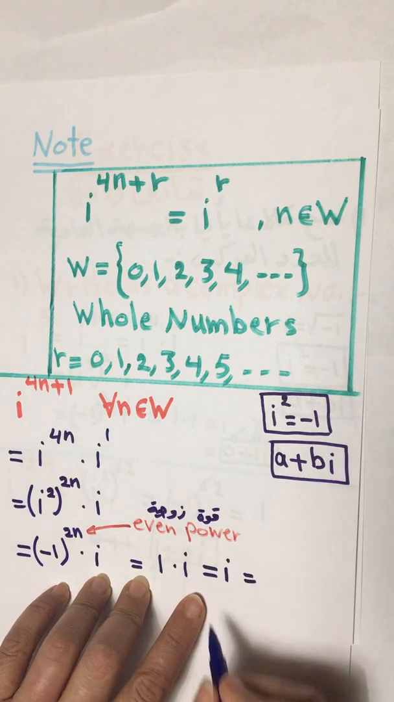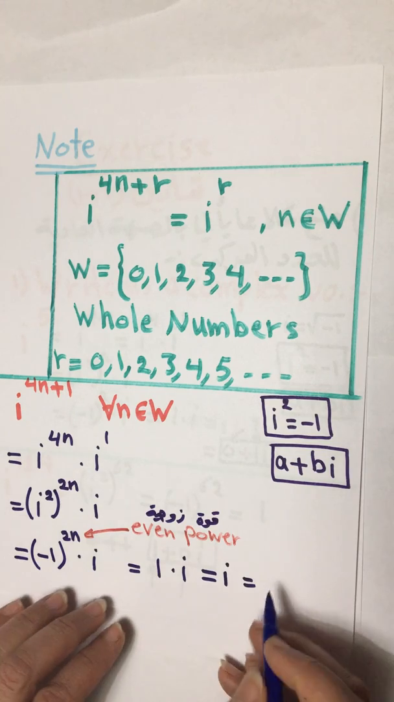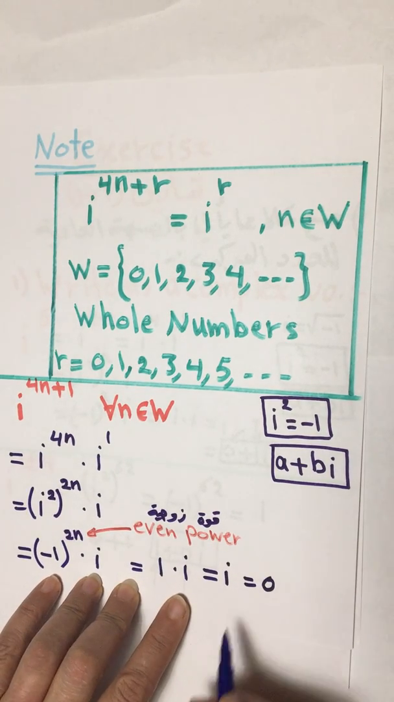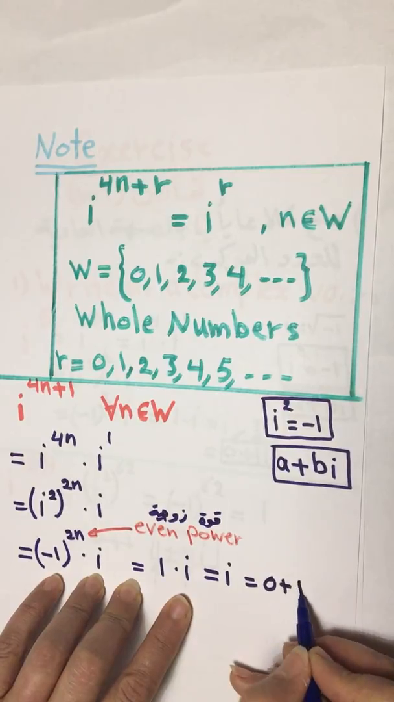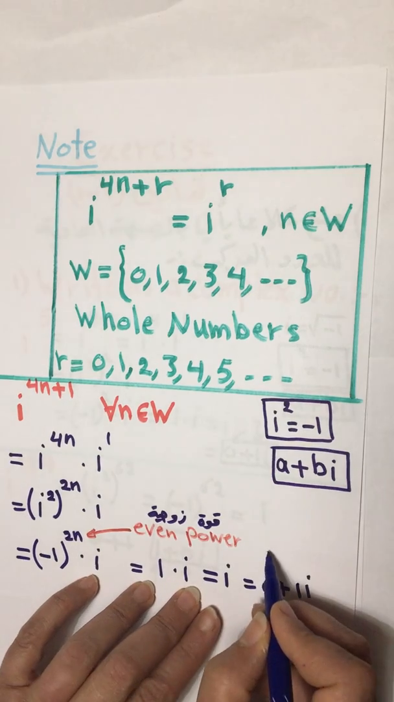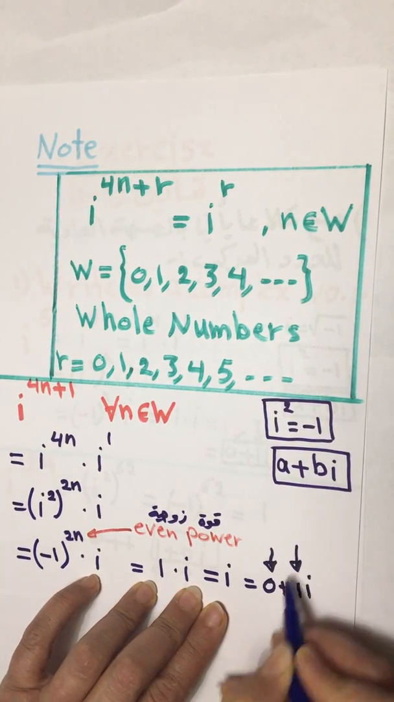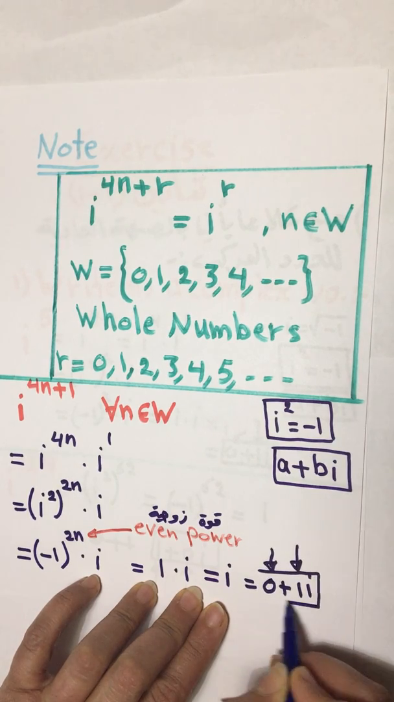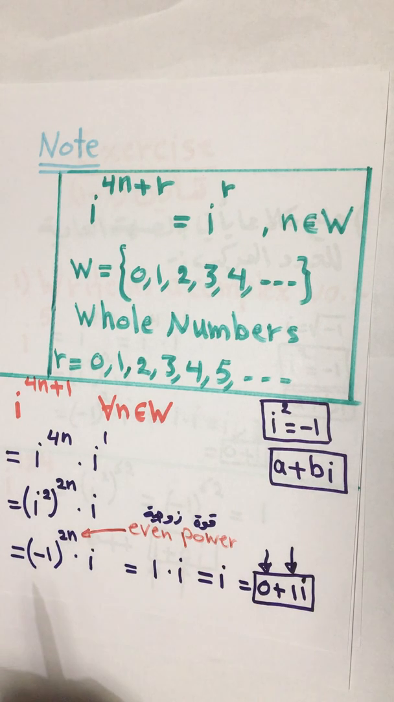I have to write it as a complex number. This is the imaginary part, 1i, so the real part is zero. This is the real part and this is the imaginary part. This is the complex number.